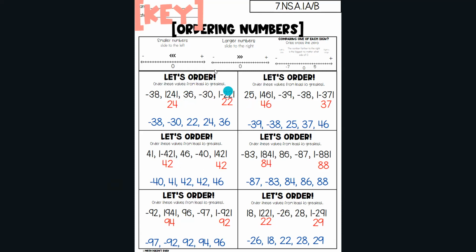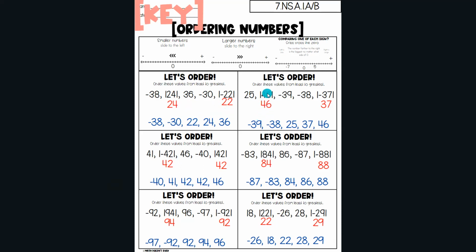of negative 22. Just a quick reminder that numbers furthest to the left, whether they are closer to 0 or furthest away from 0, are going to be the smallest value. Numbers to the right are going to be larger. Once we have these, we're going to start and look at our negative numbers first because they are going to be our smallest. Remember, the larger the number, when it's negative, the smaller the value. So if we're ordering these from least to greatest, we have negative 38, negative 30, 22, 24, 36.